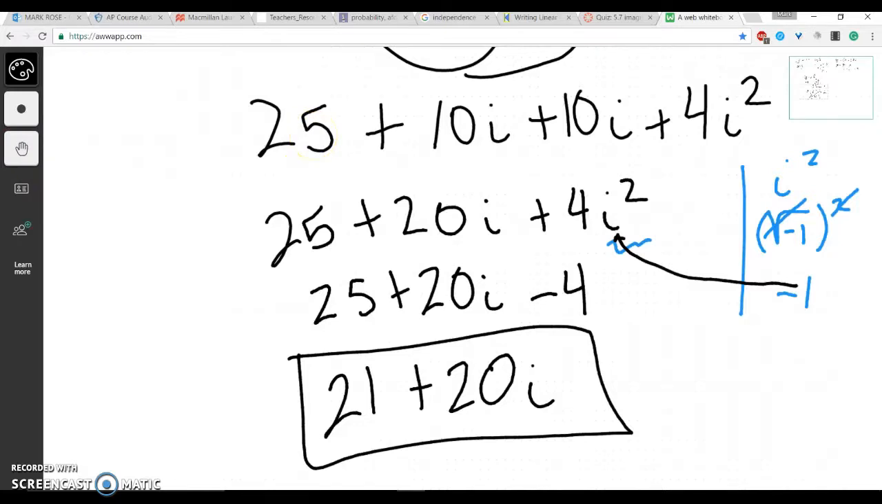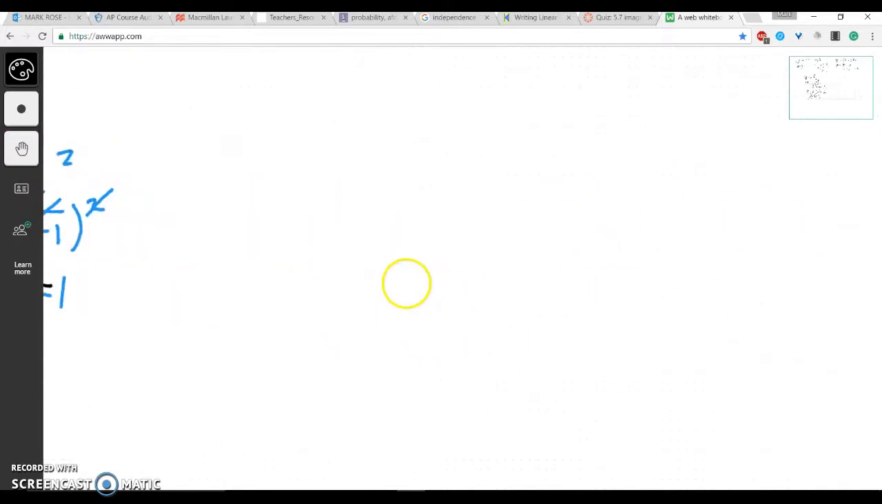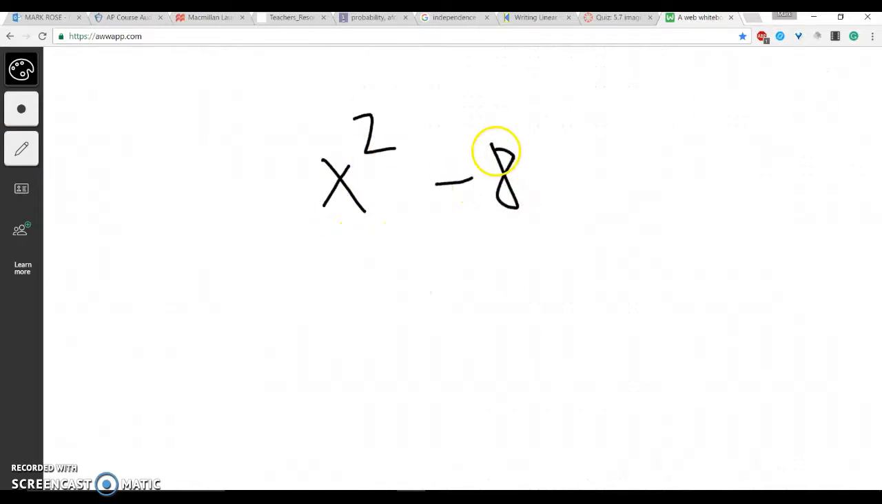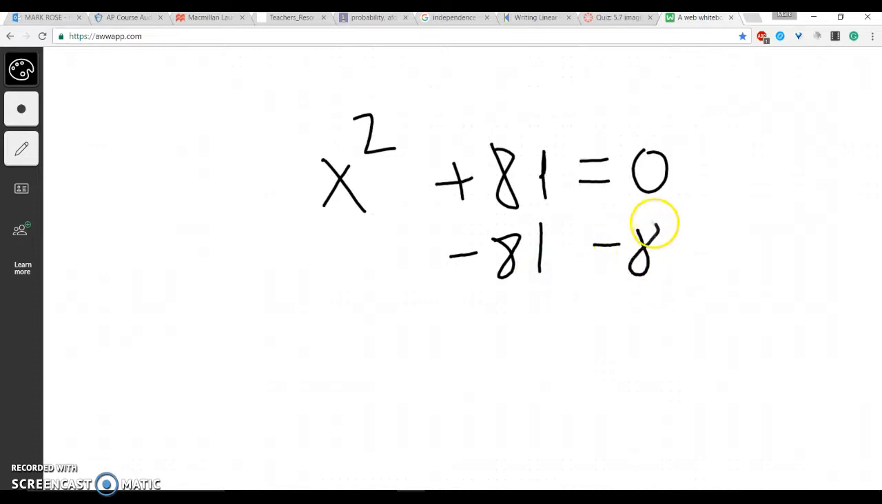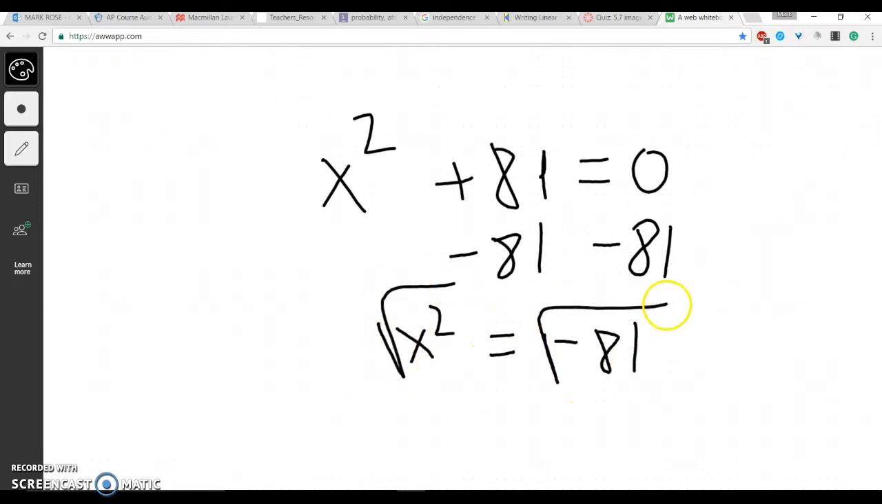The reason we care about these i's so much is because now I can solve a problem that looks like this, where before we couldn't. Now we can subtract 81, and then take the square root of both sides, and I can go, oh, x is going to equal 9i and negative 9i.